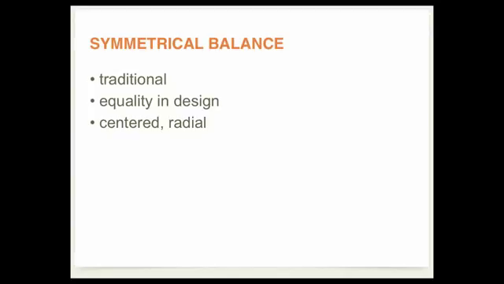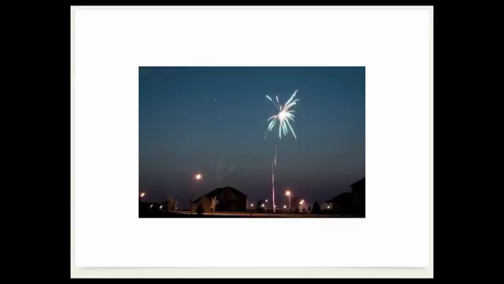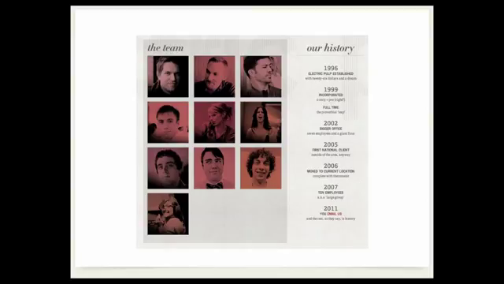Symmetrical balance is the traditional type of balance. That's where there's equality in design. Things may be centered or radial in their balance. For example, fireworks. Fireworks tend to have a very similar pattern when they explode in the air, so you do see that very radial balance to it.